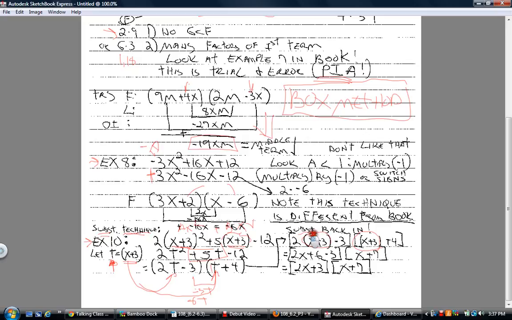Do the distributive property. 2t plus 6 minus 3. There's a coefficient of 1, so now you've got x, and you got 3 plus 4 is 7. Down here, 6 minus 3 is 3, so your final answer is 2x plus 3 times x plus 7. Okay, so just remember that whatever is in that middle term, bx, whatever's sitting there, what would be the x, that is always going to be what you're going to substitute t for.